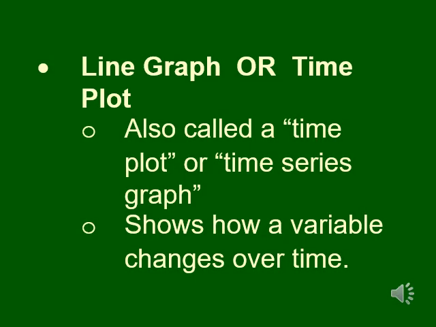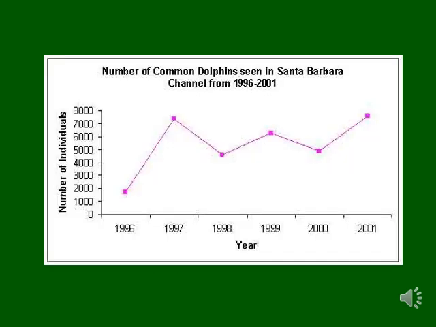Third key kind of graph is, of course, a line graph. Your book calls that a time plot or a time series graph, and that's not a bad term because, as I mentioned to you guys before, the big point of a line graph is it should show how things change over time. Like here's a graph that obviously it's well in the past, but you can see that in 2001 there were definitely more dolphins in Santa Barbara Channel than there were in 1996. It went up and down over time, but it's definitely more at the end than at the beginning.